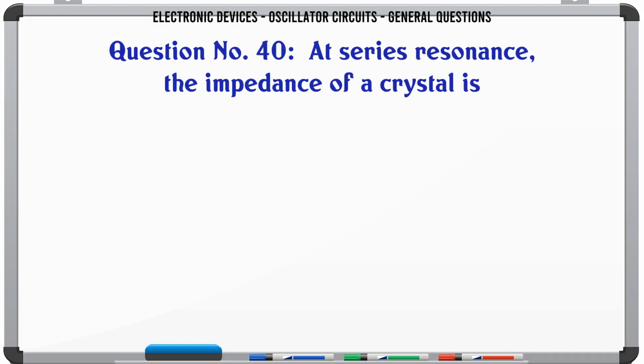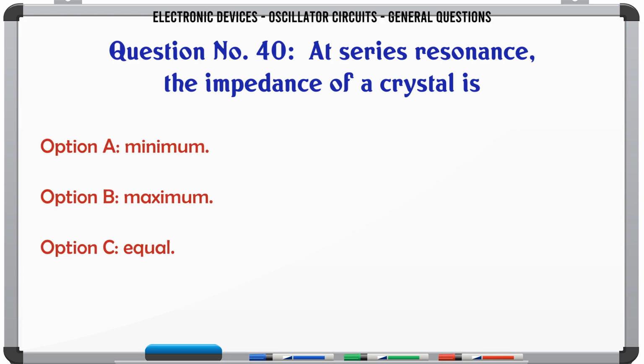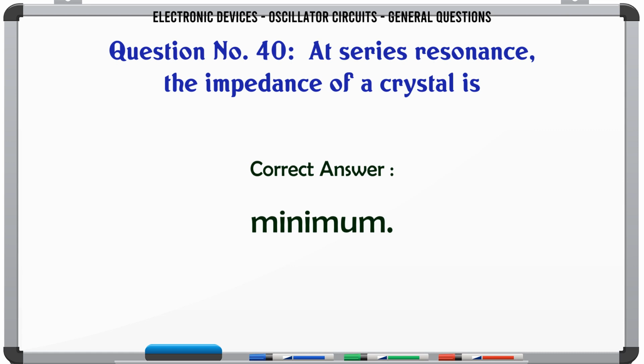At series resonance, the impedance of a crystal is A. Minimum. B. Maximum. C. Equal. D. Zero. The correct answer is minimum.